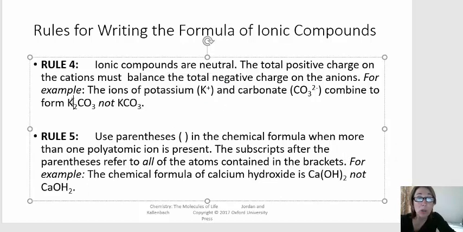And if we have 2 or more simple ions, we don't need parentheses because it's very clear that the subscript of 2 refers to the potassium. It's only when we have 2 or more polyatomic ions that we use the parentheses.